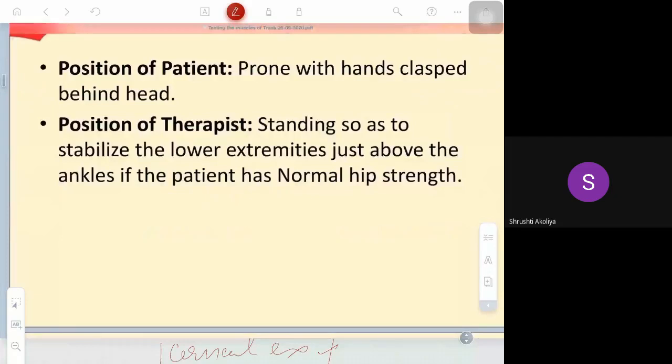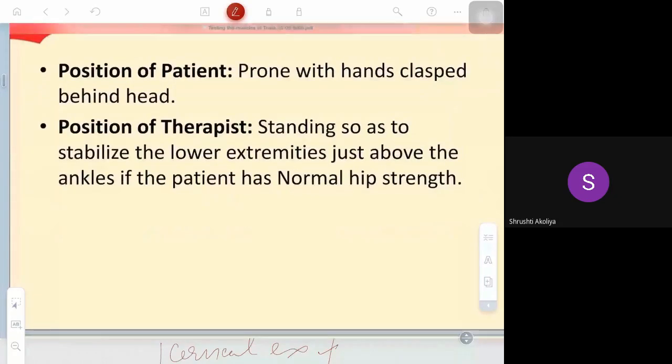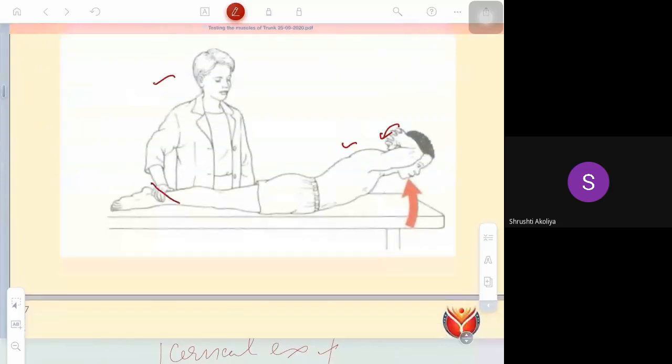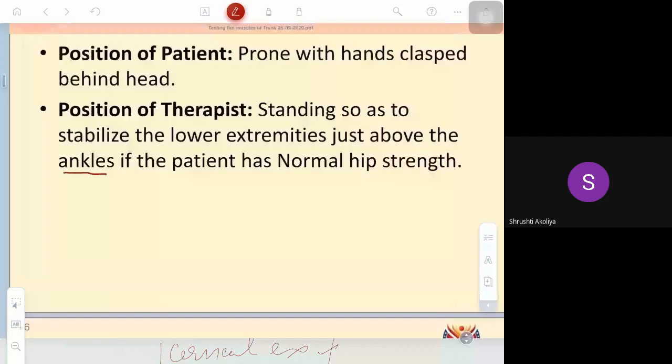Position of therapist. Clear? Standing so as to stabilize the lower extremity just above the ankle. So you have to stabilize the ankle. Clear? So this is the position of the therapist. He is stabilizing the ankle joint. This position is preferable when the patient has normal hip strength.